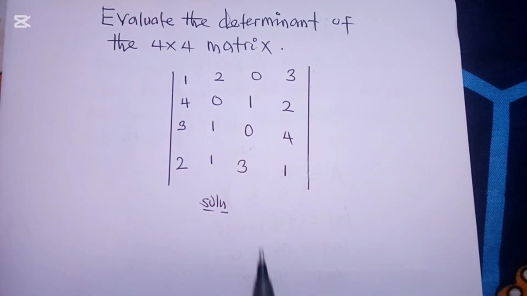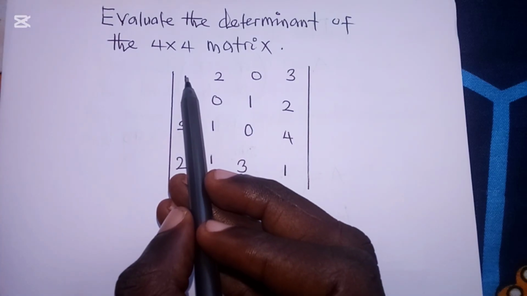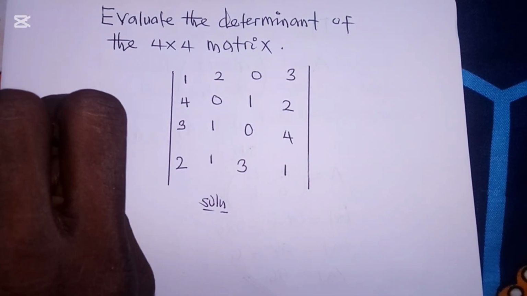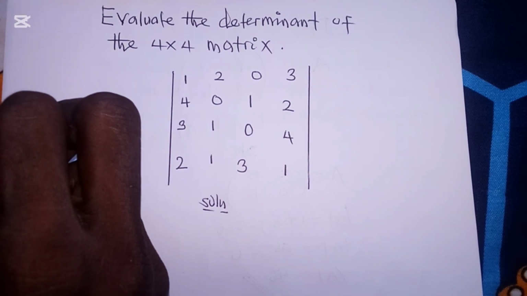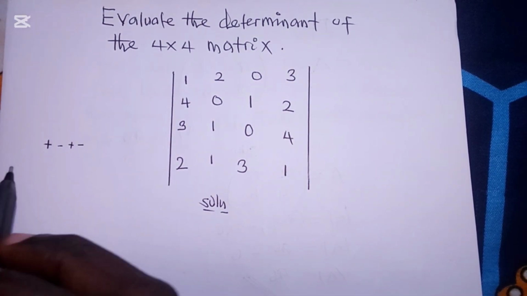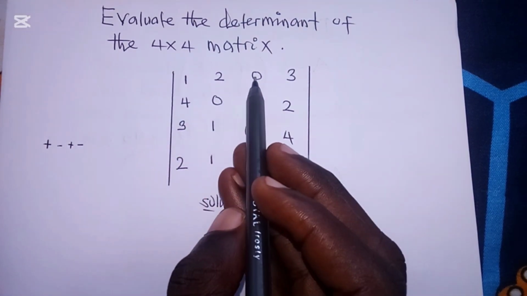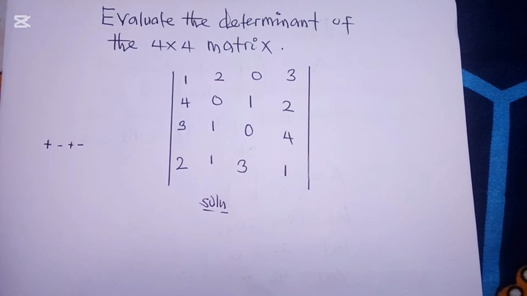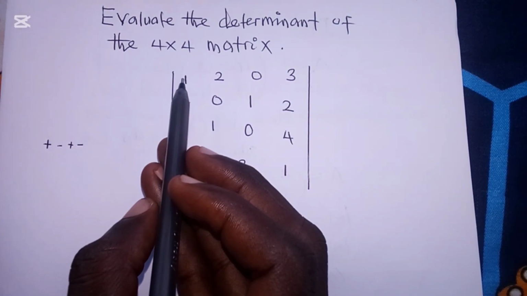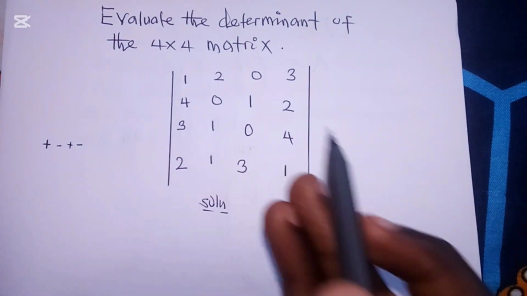Now the first step, if you are taking 1, and remember, don't forget this is the trend, we have plus, minus, plus, minus. So these are the trends that we have to look at. Plus, minus, it means this is plus, this is minus, this is plus, this is minus. Okay, now looking at this trend, if you are taking 1, it means you have to ignore the row and the column where this 1 belongs.